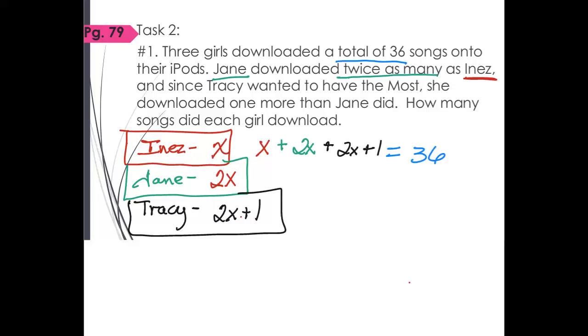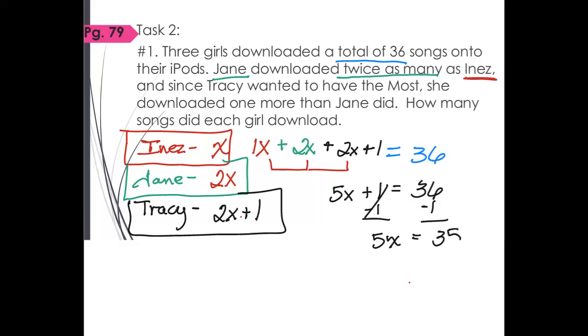Okay, now what do I do? Combine like terms. Where are my like terms? All the x terms, right? What is 1x plus 2x plus 2x? 5x plus 1 is equal to 36. Can you solve that? Subtract 1, subtract 1. The 1's cancel out. 5x is equal to 35.